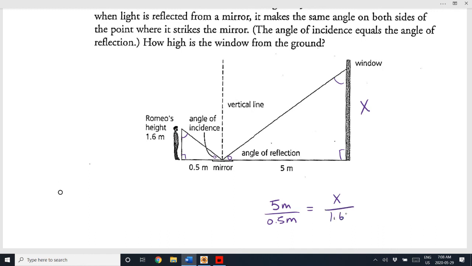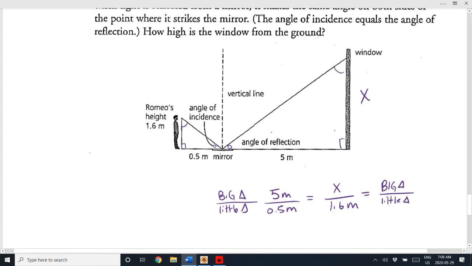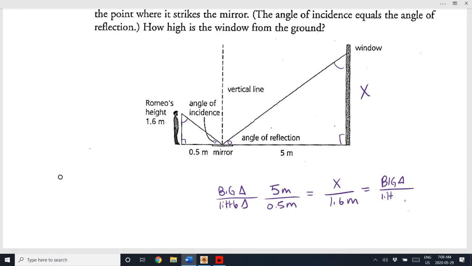So we're going to get something set up that looks like this. Again, this is the big triangle side, so we know the 5 meters over the little triangle similar side, which is the little triangle, and this is the big triangle here. We don't know what the x is. And this is the little triangle here. Okay, so now we can go ahead and solve for what x is.